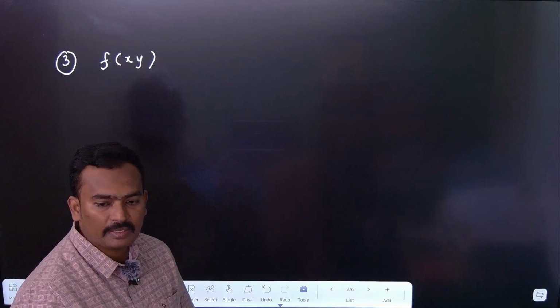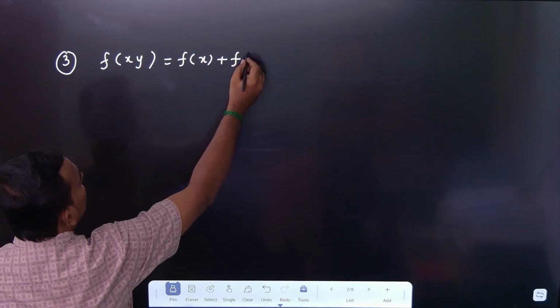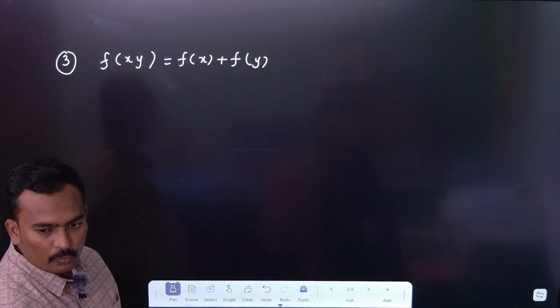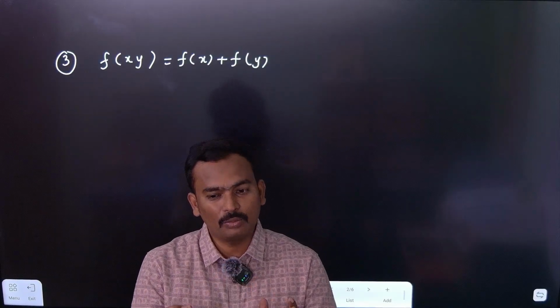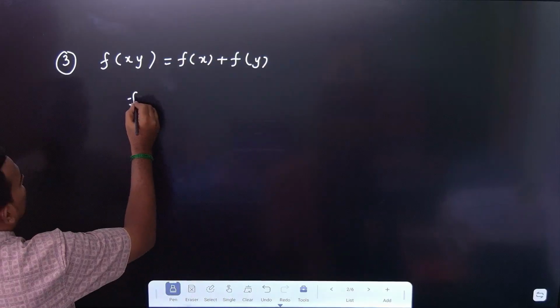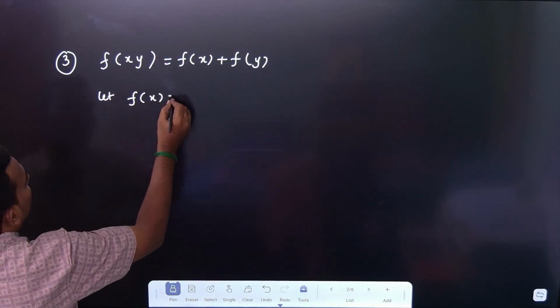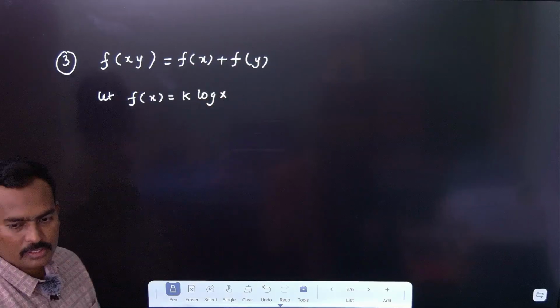The third one we'll discuss. In the third one the product is there, no? f of x into y changes into f of x plus f of y. Do you know which function you can choose here? The product changes to addition. You know that is only possible in the logarithm, right? Okay. Let f of x equal to some k times log x, you can take. Log x means log base e is also fine.